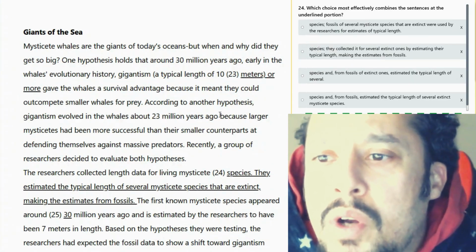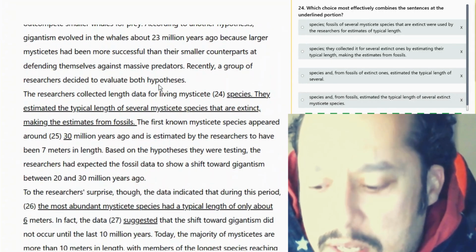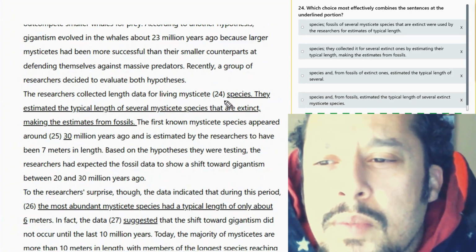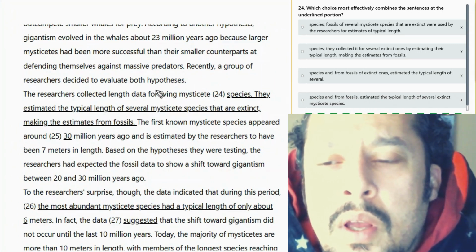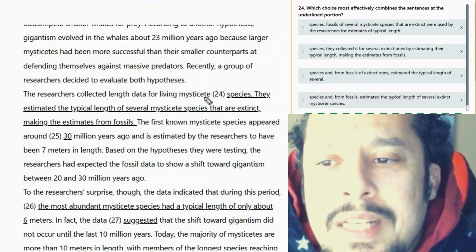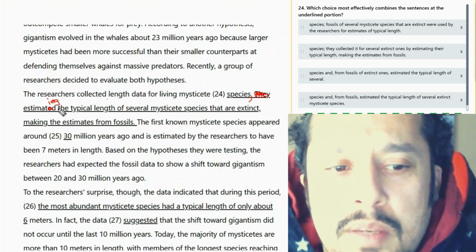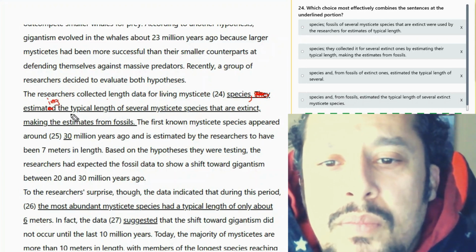Question number 24, which combines these sentences. Okay, so the researchers collected length data for living mysticete species. I'm gonna remove "they" because we already said researchers. We say "estimating." I'm writing it for you just from my head, it's not necessarily right. "Estimating the typical length of several."